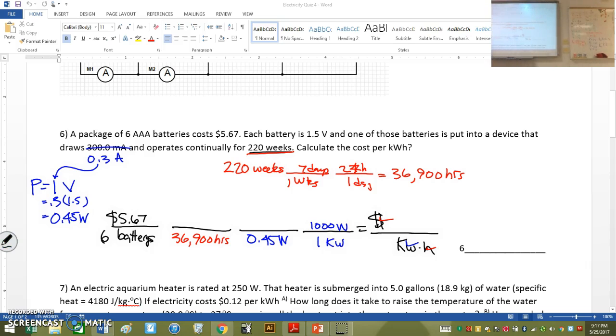Now what you do is you multiply everything on the top, divide by everything on the bottom, and you end up with $0.057 per kilowatt hour. 5.7 cents per kilowatt hour. And then the last one.